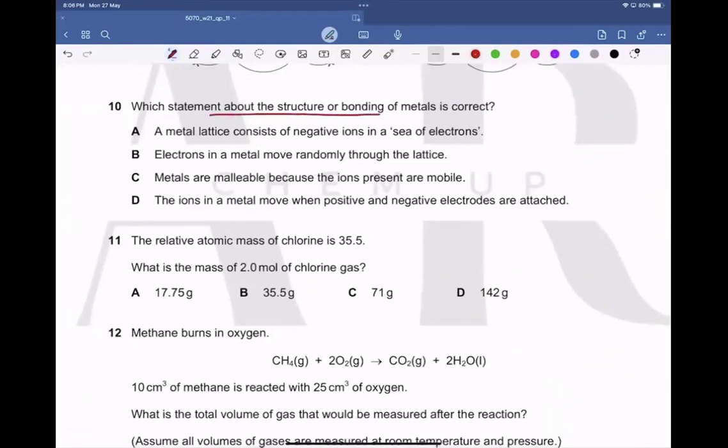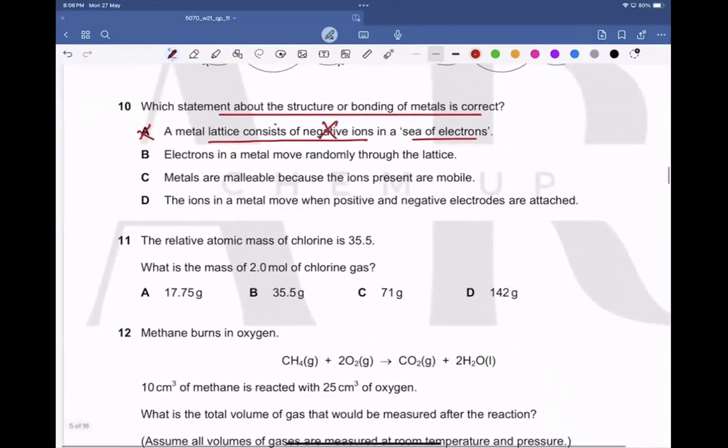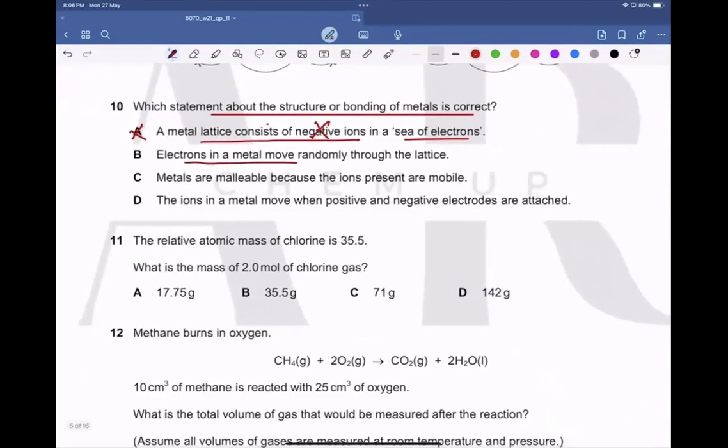Which statement about the structure or bonding of metals is correct? A metal lattice consists of negative ions and a sea of electrons, not at all. Not negative ions, positive ions. Electrons in a metal move randomly through the lattice. Yes, this can be correct. Metals are malleable because the layers can slide. Ions in a metal move, positive and negative. No, ions cannot move. Only electrons in metals move. Ions move in ionic compounds when they are aqueous or molten.